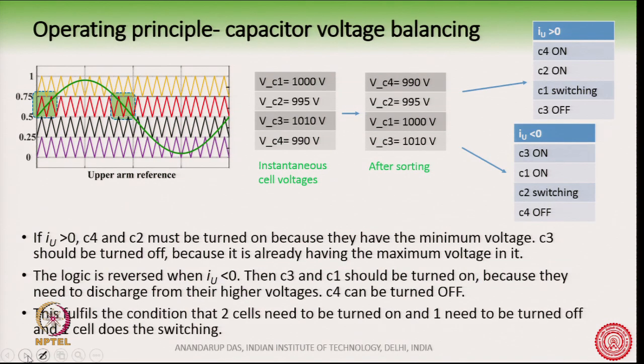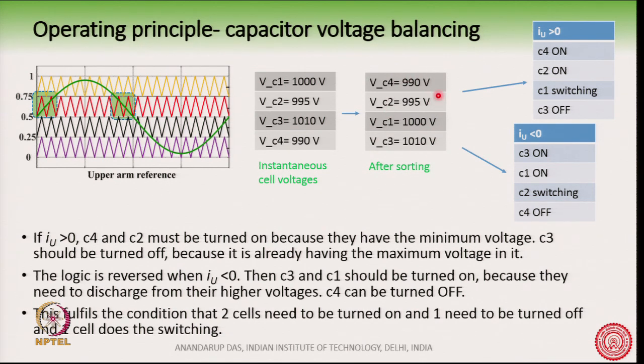Next, what happens, you see here, now we have to decide which cell needs to be turned on, which cell needs to be turned off, and which one will be doing the switching. Because during this portion, remember I told you, 2 cells need to be turned on and 1 cell will be off, 2 cells need to be turned on, 1 should be off and 1 should be doing the switching. Now, which cell will do which job?